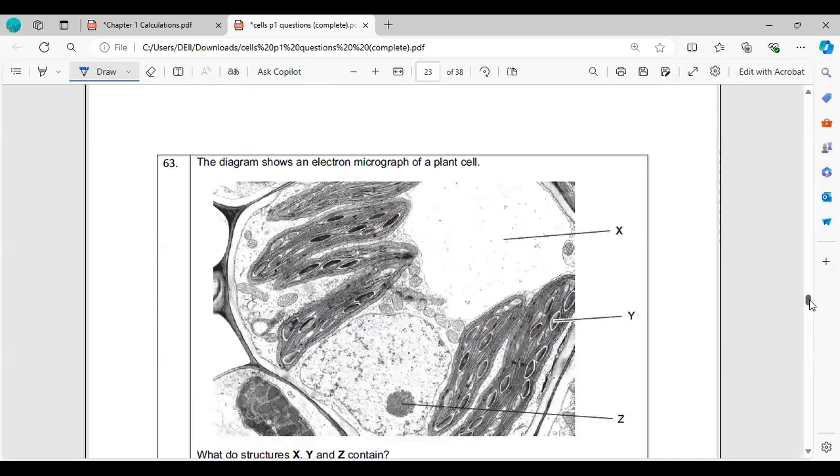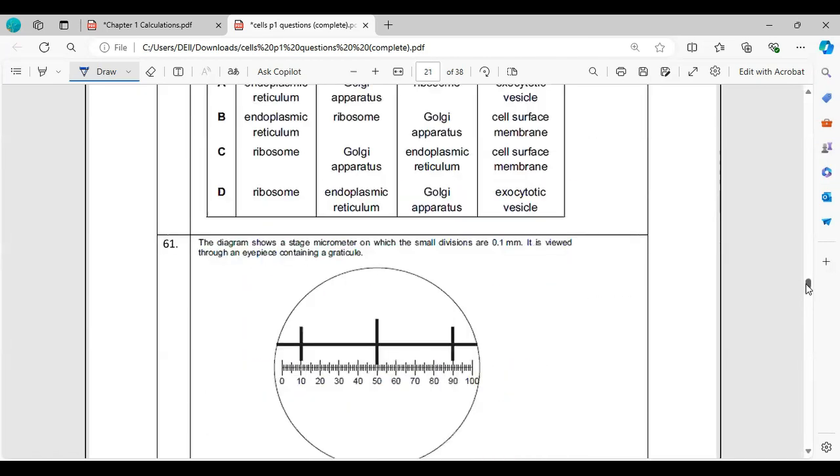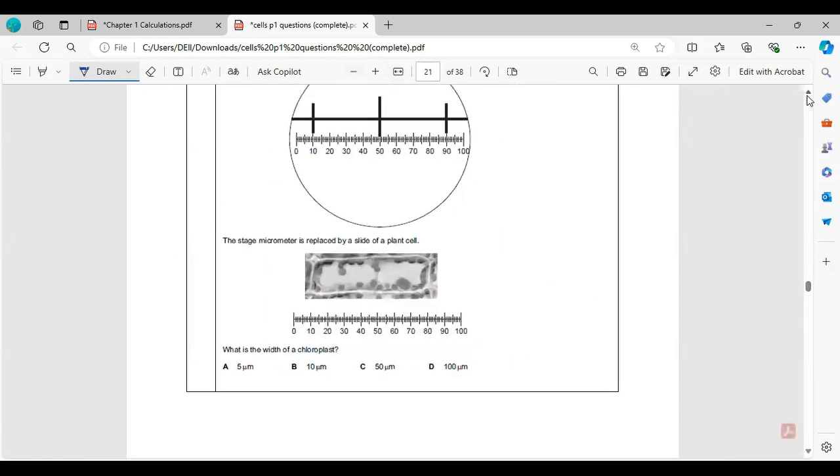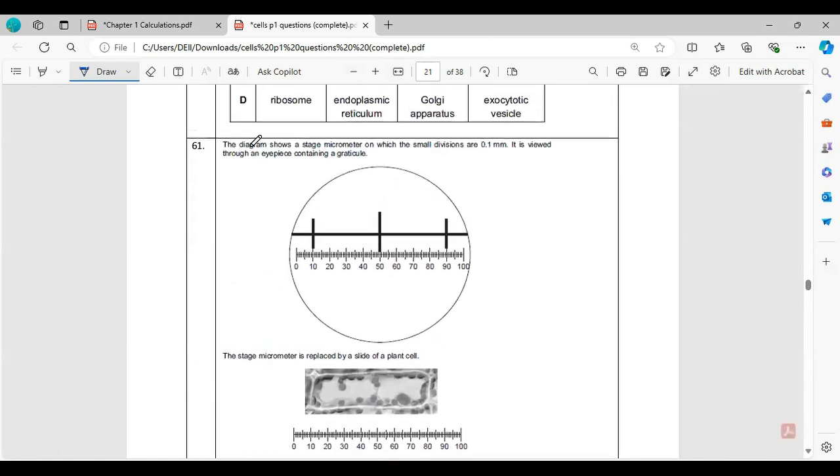Now let's move on to the other question. All right, so we'll do this question and then we'll call it a day. This is saying the diagram shows a stage micrometer on which the small divisions are 0.1 millimeters. Again, the same thing, stage micrometer. And again, this division is of 0.1 millimeters.